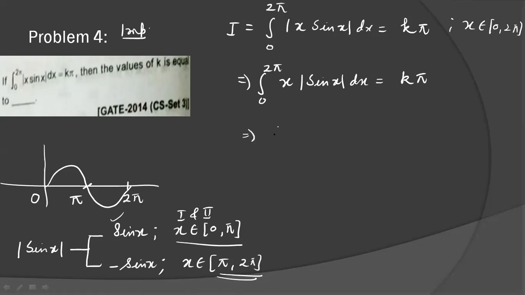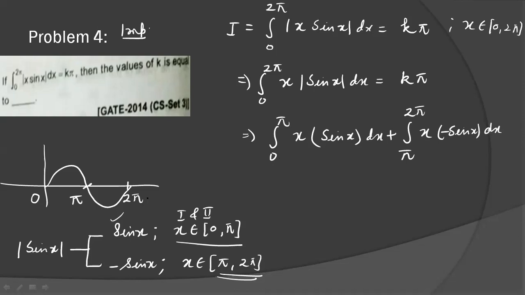Now we can break it. From 0 to pi, x times mod sine x is sine x only, plus from pi to 2 pi, x into minus sine x dx. Or we can say that this function is breaking; if we see the graph of mod sine x, then also we can take the help. We will get the same breaking here.